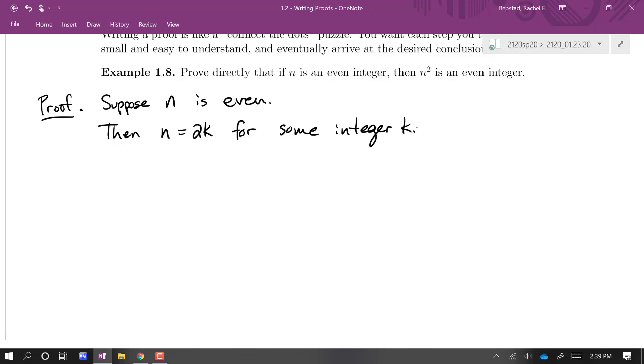What is it that we're trying to get to? We're trying to get that n squared is even, that it's even if n is even. So we're trying to get to a statement about n squared. So here we have this equation with n. Let's observe. If n is equal to 2k, I have this equation here. If I square both sides, then n squared is (2k) squared.